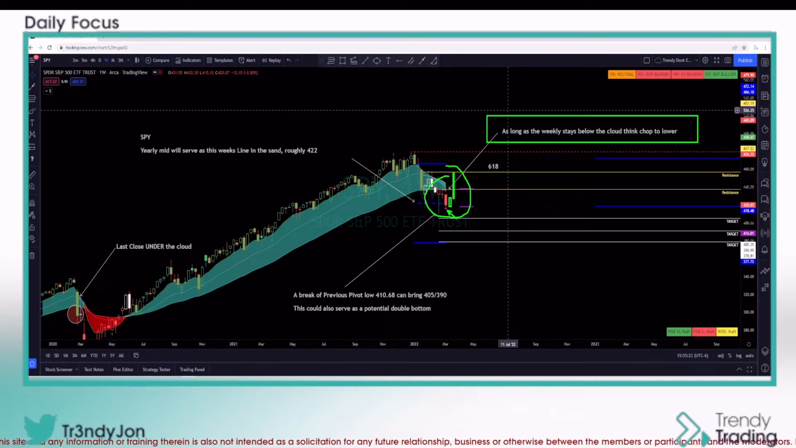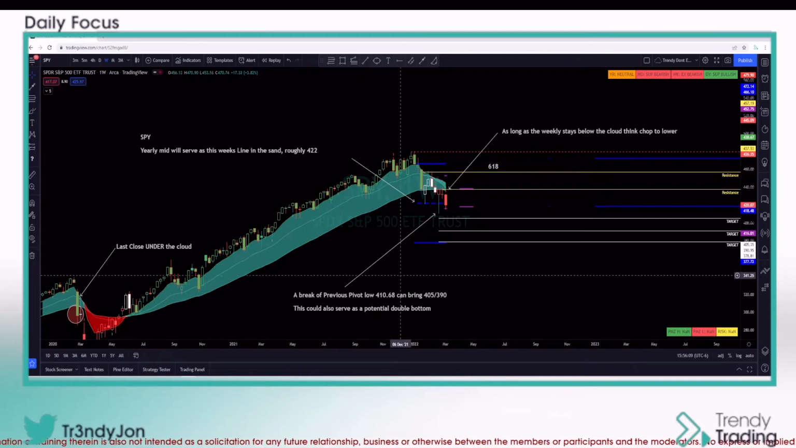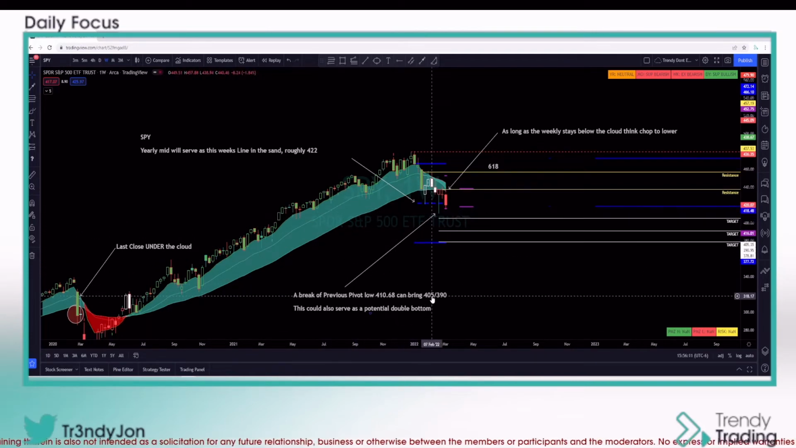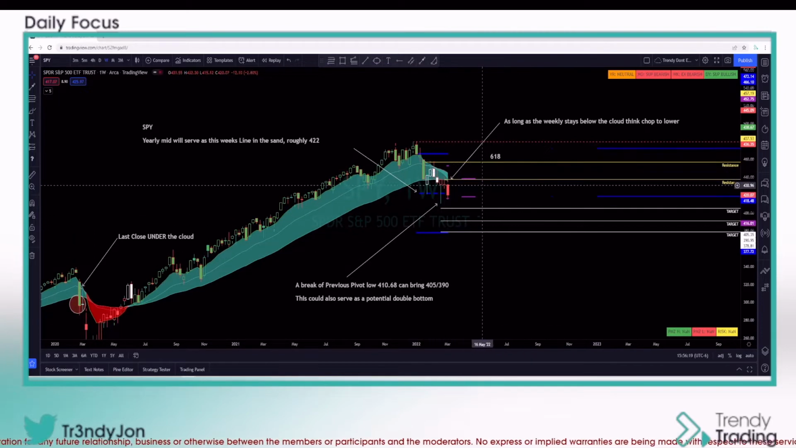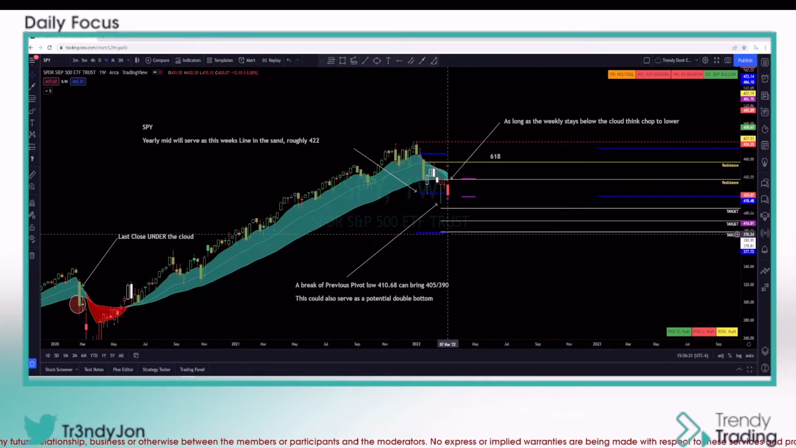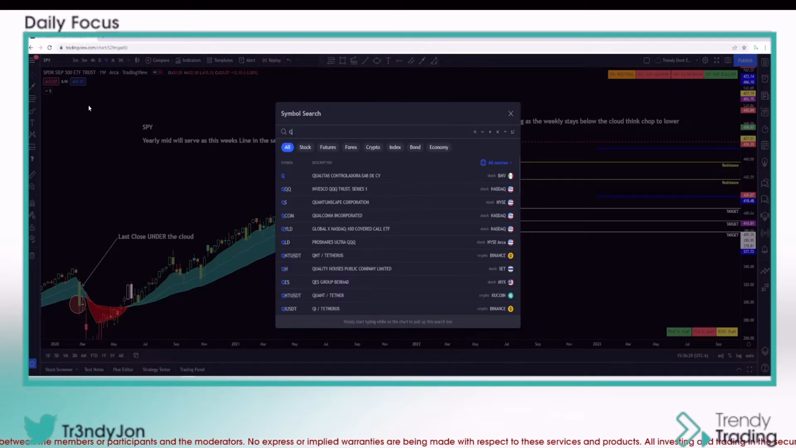All right. The next thing is that I said a break of previous pivot low, 410.68, could bring 405 to 390. And all I'm doing is pulling these targets into play here. You can also go over to the BMA and just look at that chart as well. This is just a bigger picture, and you could lead all the way down here into the lower YE, just so everybody understands that. Right. Let's go ahead and look at the Qs really quick.